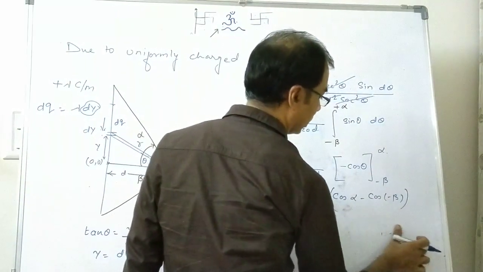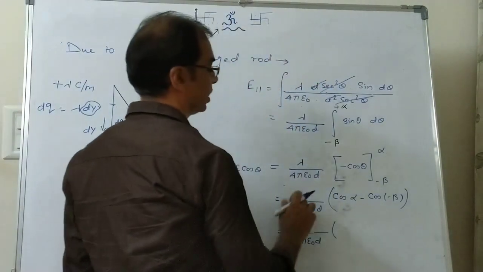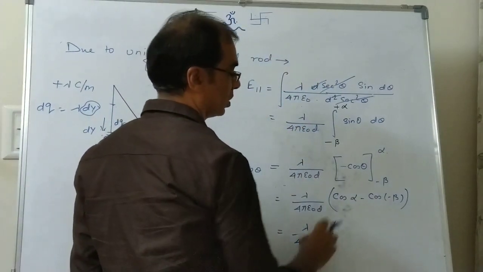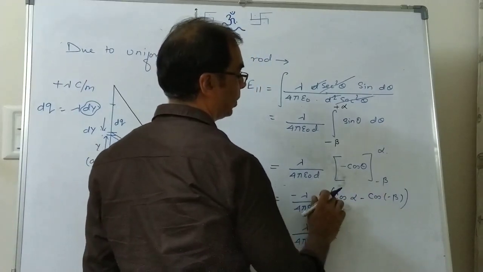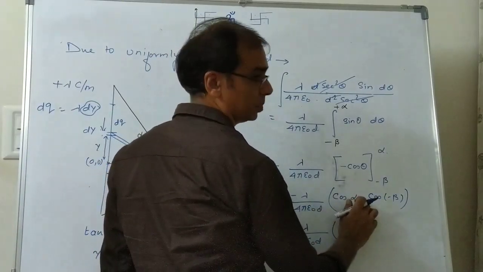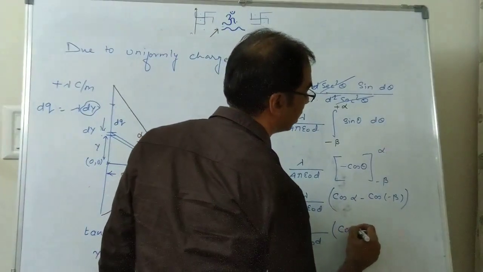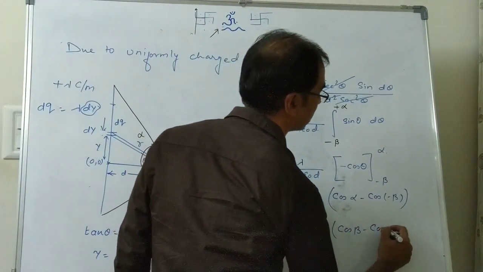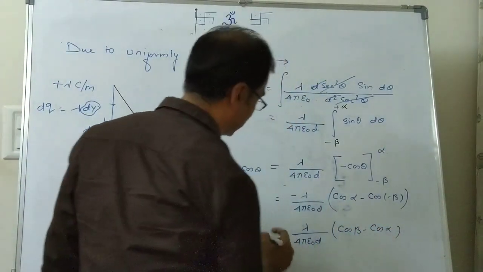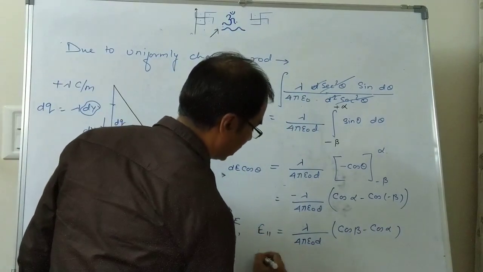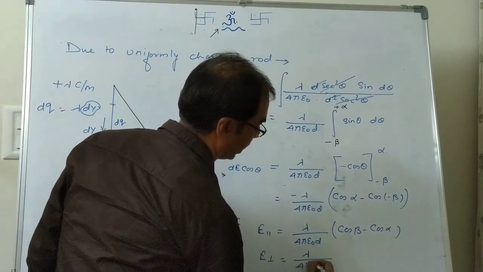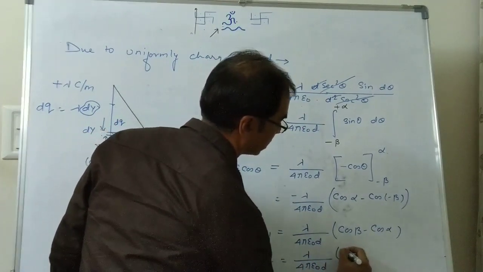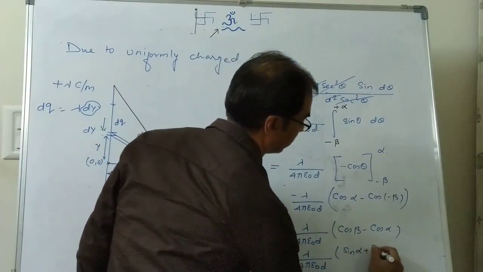So what are we getting? This minus also we will multiply in this one. So right now it is cos alpha minus cos beta. When you multiply here, it will be minus cos alpha plus cos beta. That means here we are going to get cos beta minus cos alpha. So E parallel is this. And E perpendicular is lambda by 4 pi epsilon naught d, sin alpha plus sin beta.